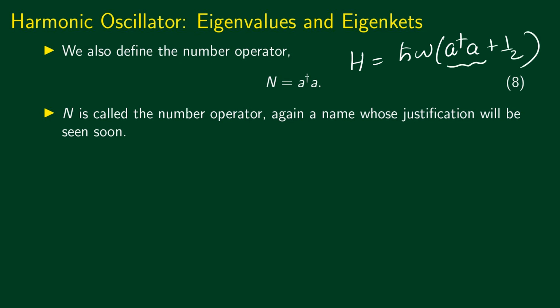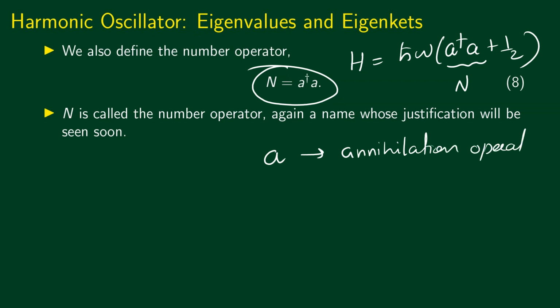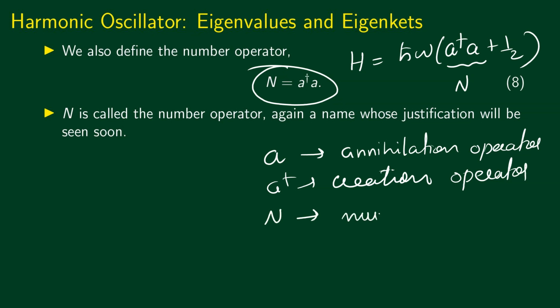Now we shall call this A dagger A as N. Let's define N is equal to A dagger A. This operator is called the number operator, and soon we shall see why this is called the number operator. We have some interesting names here. We said that A is called the annihilation operator or the lowering operator, and we said that A dagger is called the creation operator or the raising operator. And finally, we have N called the number operator. Soon we shall see why these operators have these interesting names.